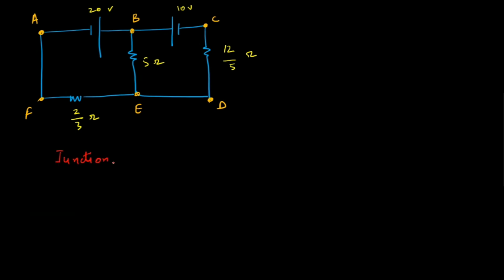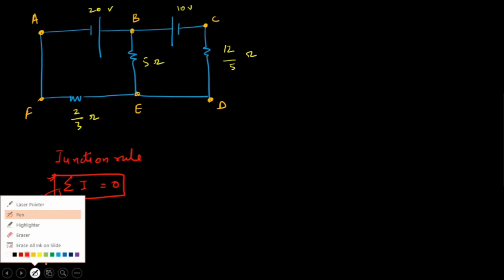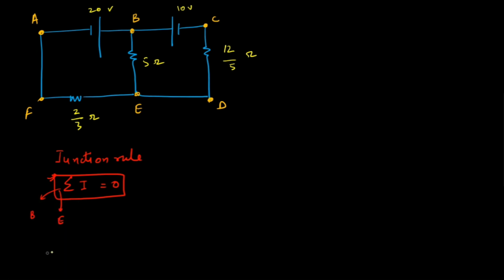The junction rule says that the sum of all the currents at a given junction must be equal to 0. So which junctions can we see here? We have two junctions, one is B and another is E. Whichever junction is closer to the battery, you have to apply the junction rule at that junction.